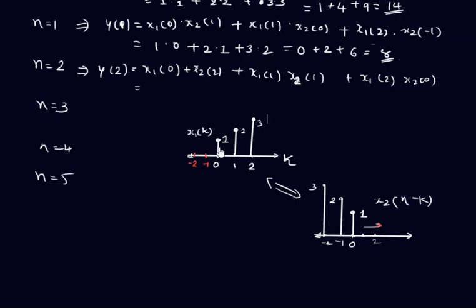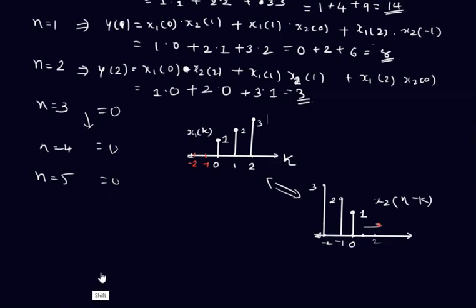X1 of 0, we have a 1 into x2 of 2. What we will have at the location of 2 is 0. X1 of 1, at the location of 1 we have magnitude 2, and x2 of 1, at the location of 1 we have magnitude again 0. And then x1 of 2, at the location of 2 in x1 we have magnitude 3, and at the location of 0 on x2 we have 1. So 1 into 0 will be 0, 2 into 0 will be 0, and 3 into 1 will give 3. It means at the location of 2 we will have a magnitude 3. And all values greater than 2 will give a 0 output for the whole sequence, so we do not require to draw the sequence again and again.